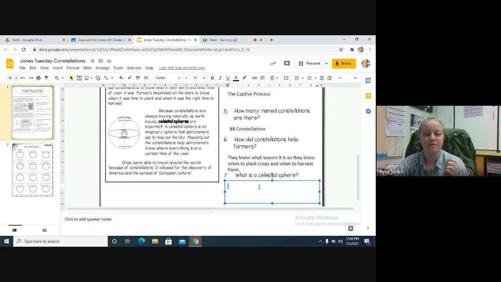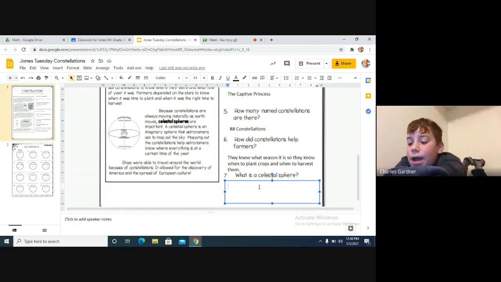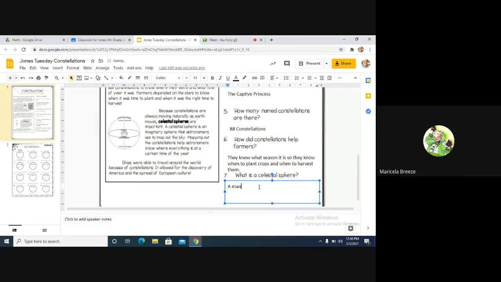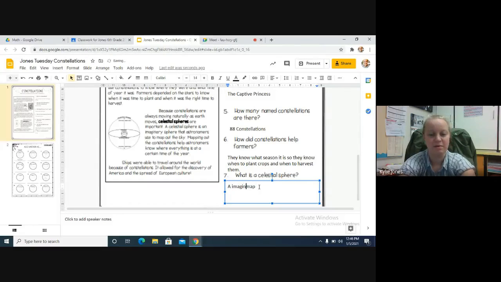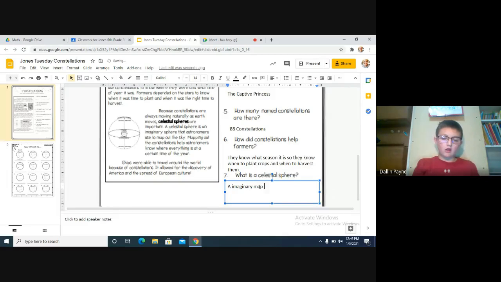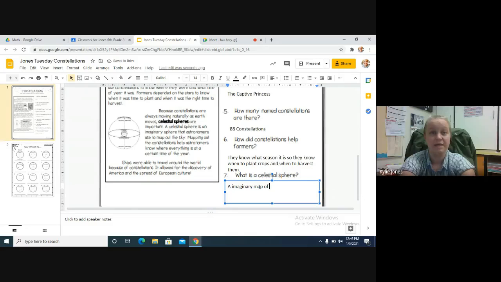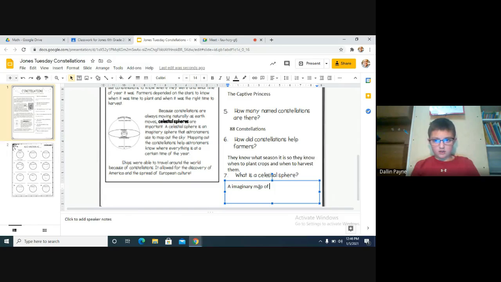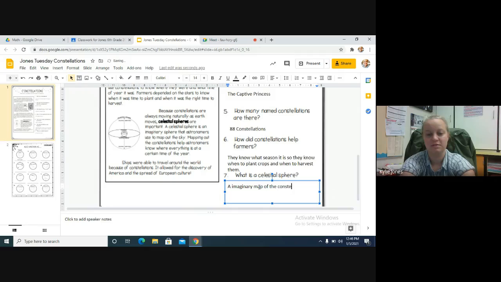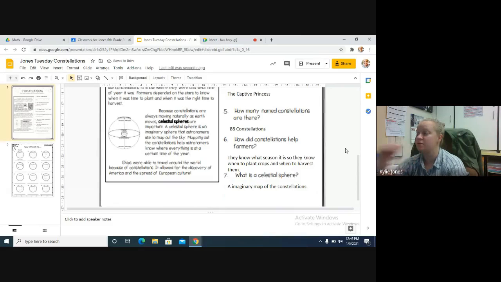Alrighty. And number 7. What is a celestial sphere? A made up map. An imaginary line around the earth. Good. So it's an imaginary map. Would an imaginary line around the earth count? Yeah, that would work, but what is it of? What is it showing us? The constellations. Good. Of the constellations. Perfect. So there is our 1 through 7.